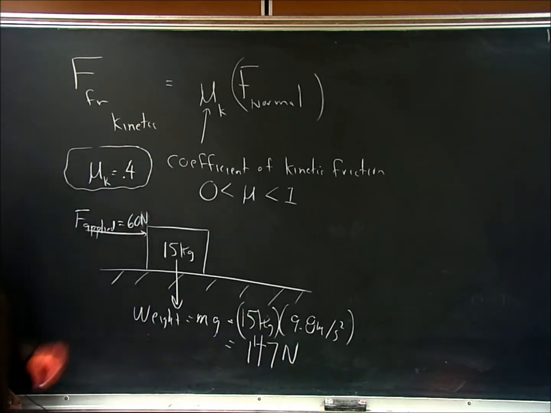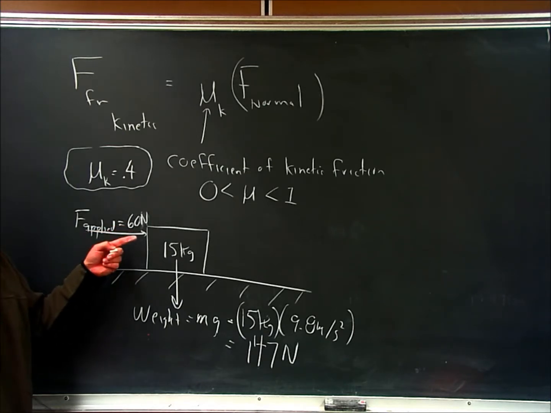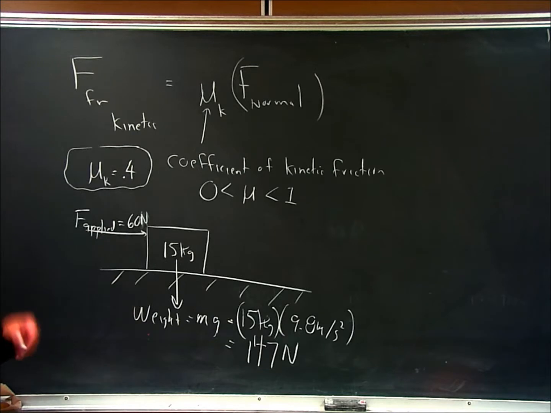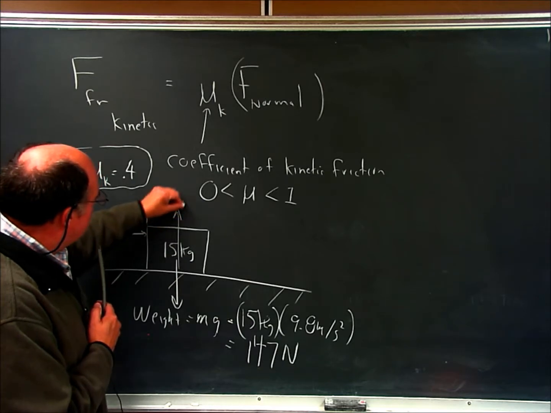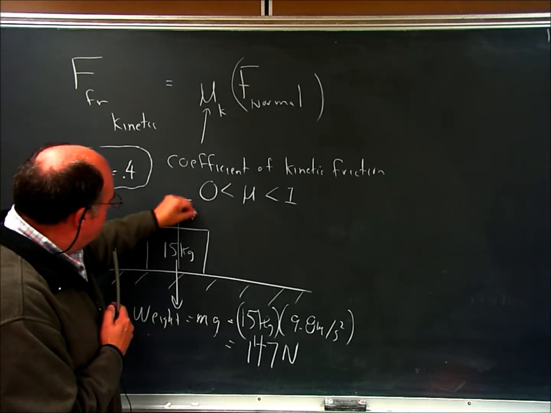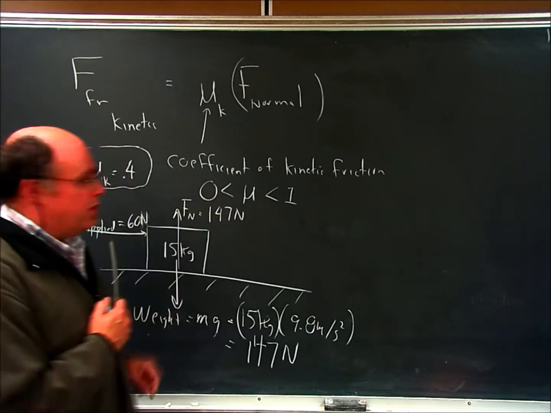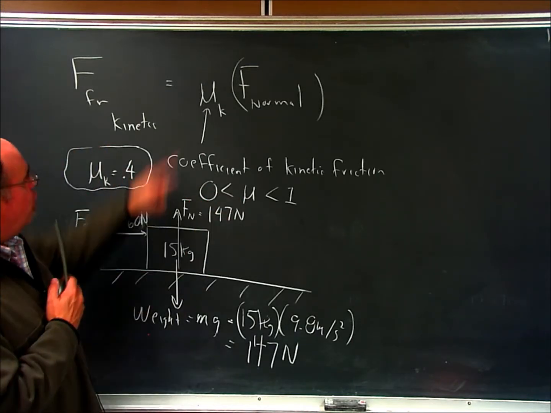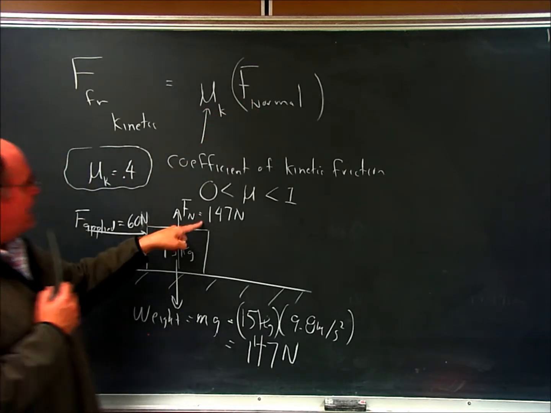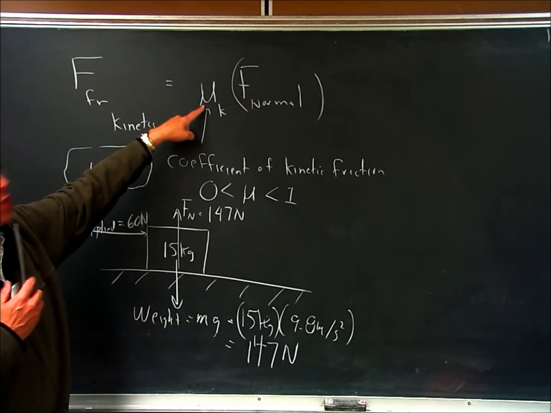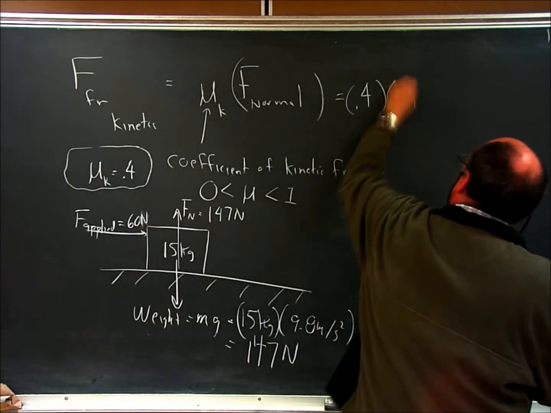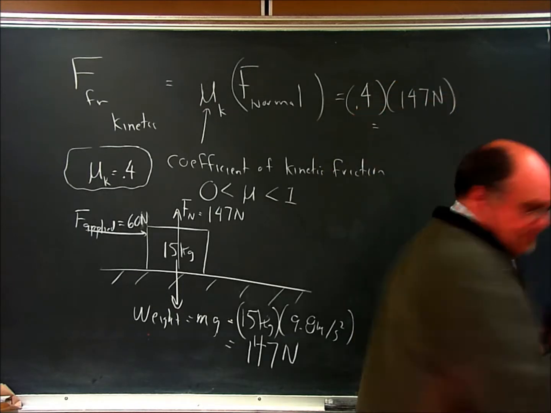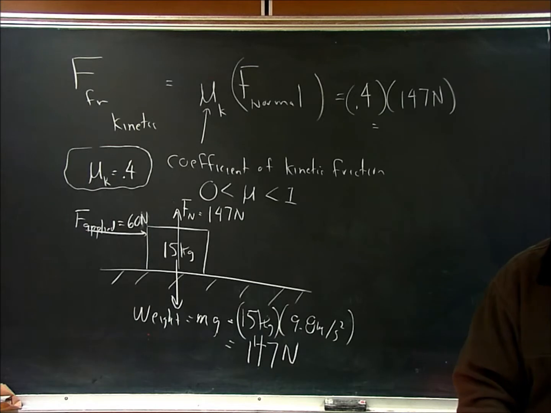The next thing I would say is I'm pushing on this thing only horizontally. I'm not pushing on it vertically at all. So in this particular case, the normal force would be equal and opposite to the weight. So the normal force would be 147 newtons also. Then the formula says you take the normal force, which we now have, and we multiply it by mu, the coefficient of friction. In this case, it would be 0.4, no units, times 147 newtons. And when I do that, I get 58.8.